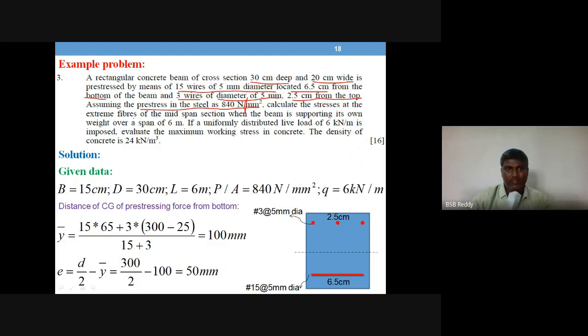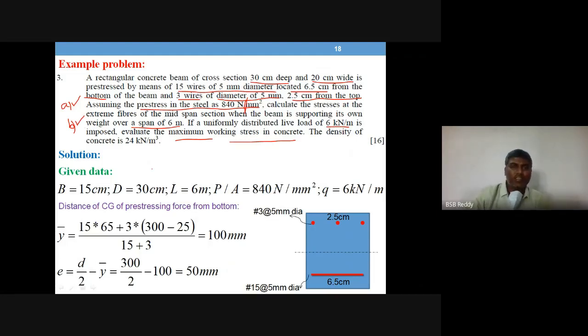Calculate the stresses at the extreme fibers of the midspan section when the beam is supporting its own weight over a span of 6 meters. That is one part of the question, say part A. If a uniformly distributed live load of 6 kilonewton per meter is imposed, evaluate the maximum working stress in the concrete. That is part B question. So when there is only dead load, what are the stresses? When there is live load also, what are the stresses?